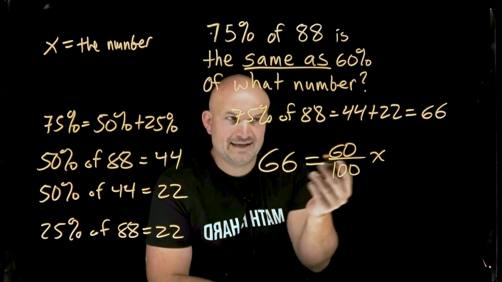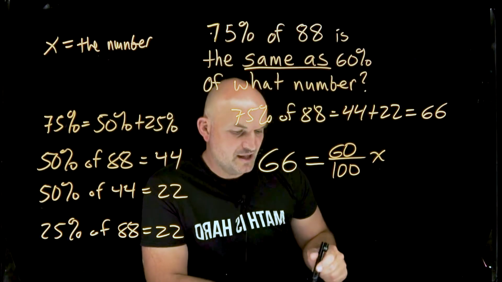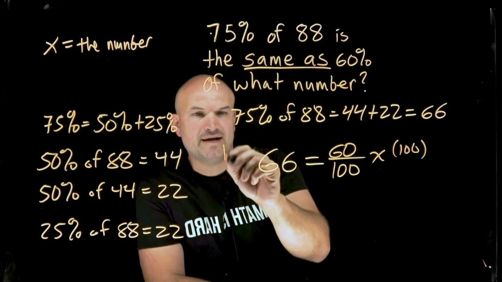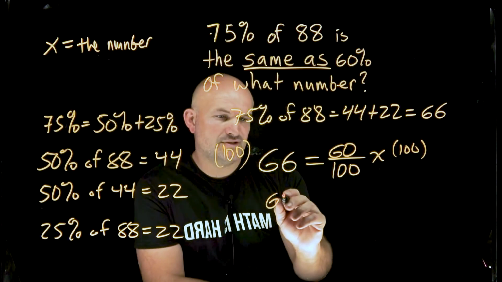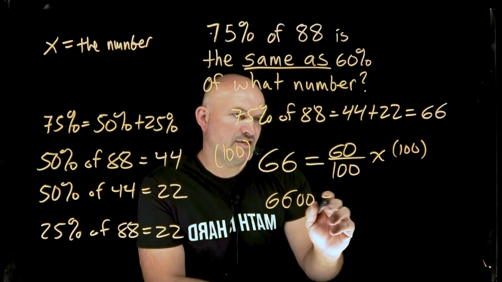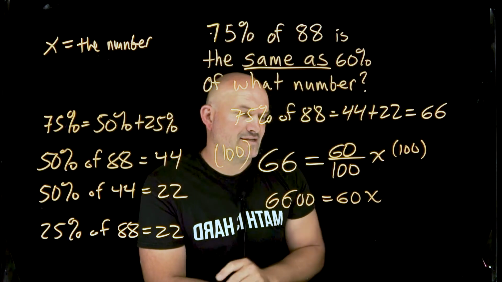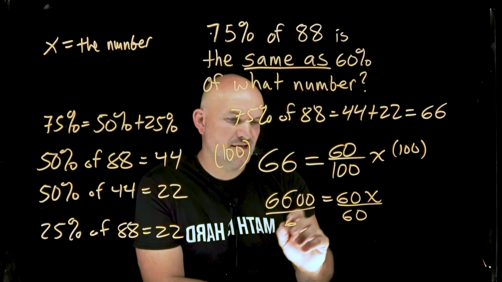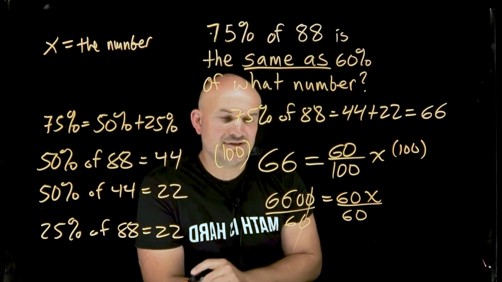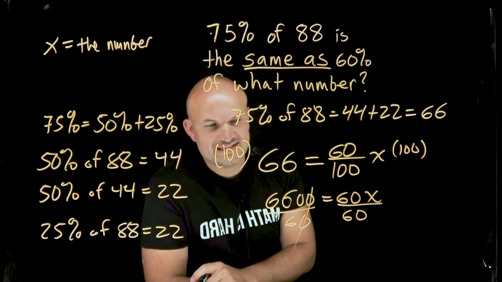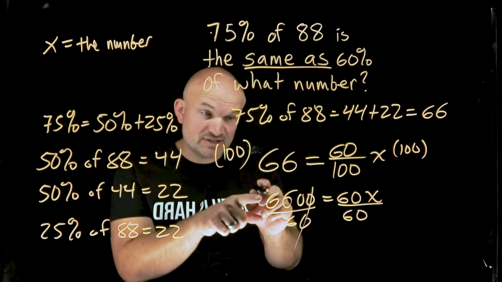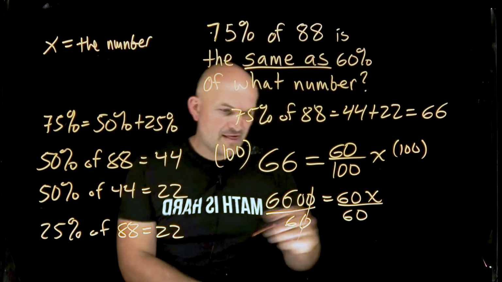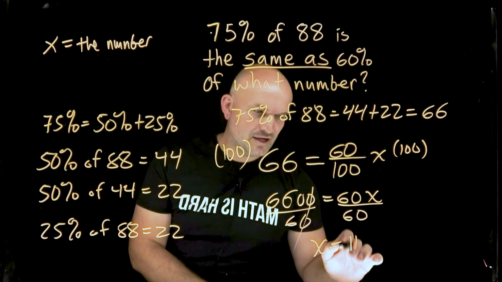Now let's go ahead and solve by using our inverse operations. The first thing I can do here is multiply by 100 on both sides to get the 100 off the bottom. And therefore, that's going to give me 6,600 is equal to 60x. Now, all I simply need to do is divide by 60 on both sides to solve for x. I can divide out the zeros, and I have 660 divided by 6. So I know 6 goes into 600 100 times, and I know 6 goes into 60 10 times. Therefore, x is going to equal 110.